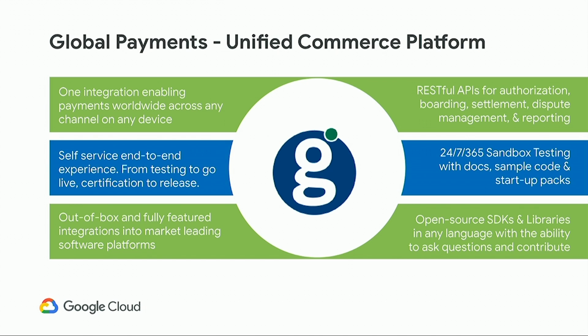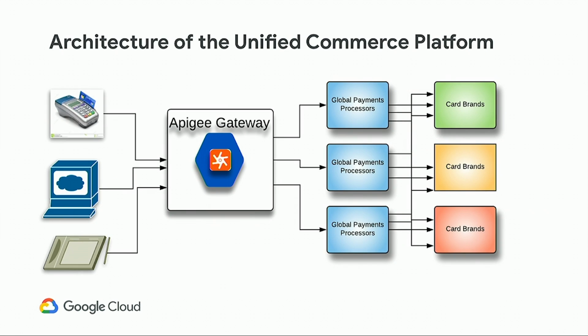So, yep, it says up on the slides, one integration enabling payments worldwide across any channel or device. Let me switch to this one. So this is obviously a very high-level architecture of the Unified Commerce Platform. We do have various sets of APIs on the gateway, transactions.